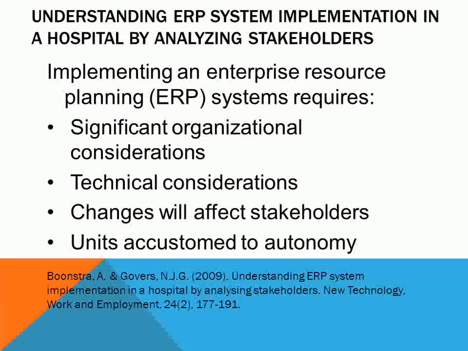Implementing an enterprise resource planning system, or ERP, requires significant organizational and technical considerations, as there will be changes, and these changes affect stakeholders who have varying perspectives and interests in the system. In healthcare systems, this is especially the case, as the units who are responsible for delivering services are accustomed to functioning autonomously. And if you doubt that, try to boss around a group of physicians. They're very used to being autonomous entities. And so there are a lot of different considerations when you're implementing an ERP system, including technical considerations. And again, many of these changes are going to affect the stakeholders.